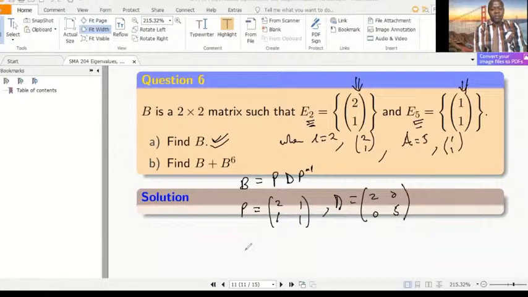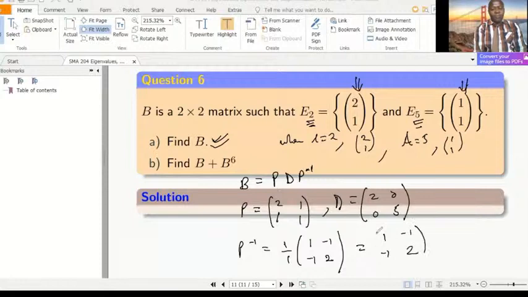So you only need to get P inverse. And P inverse would be 1 over the determinant of P. The determinant of P here is 2 minus 1, which is 1. Then times the adjoint of P, where we just swap the leading diagonal and change the signs of the other diagonal. So this is our P inverse: 1, negative 1, negative 1, 2. So the question then is, what is B? Just multiply these and solve it.